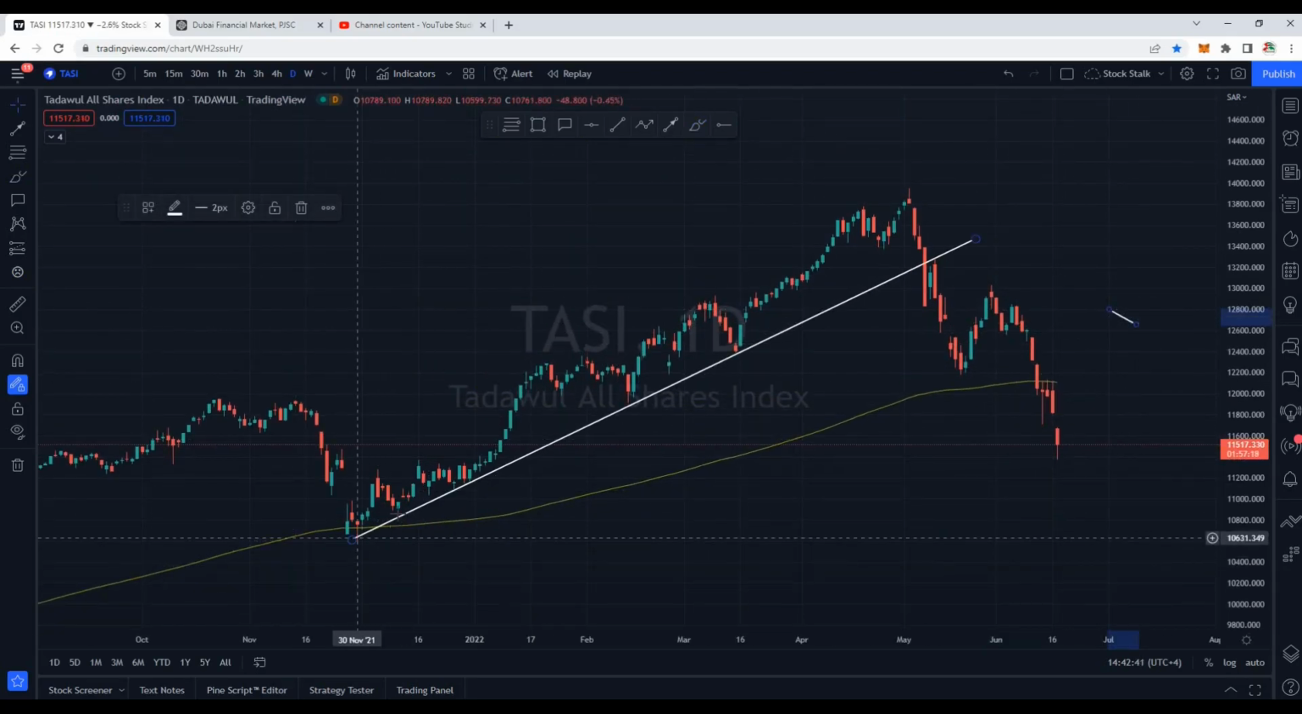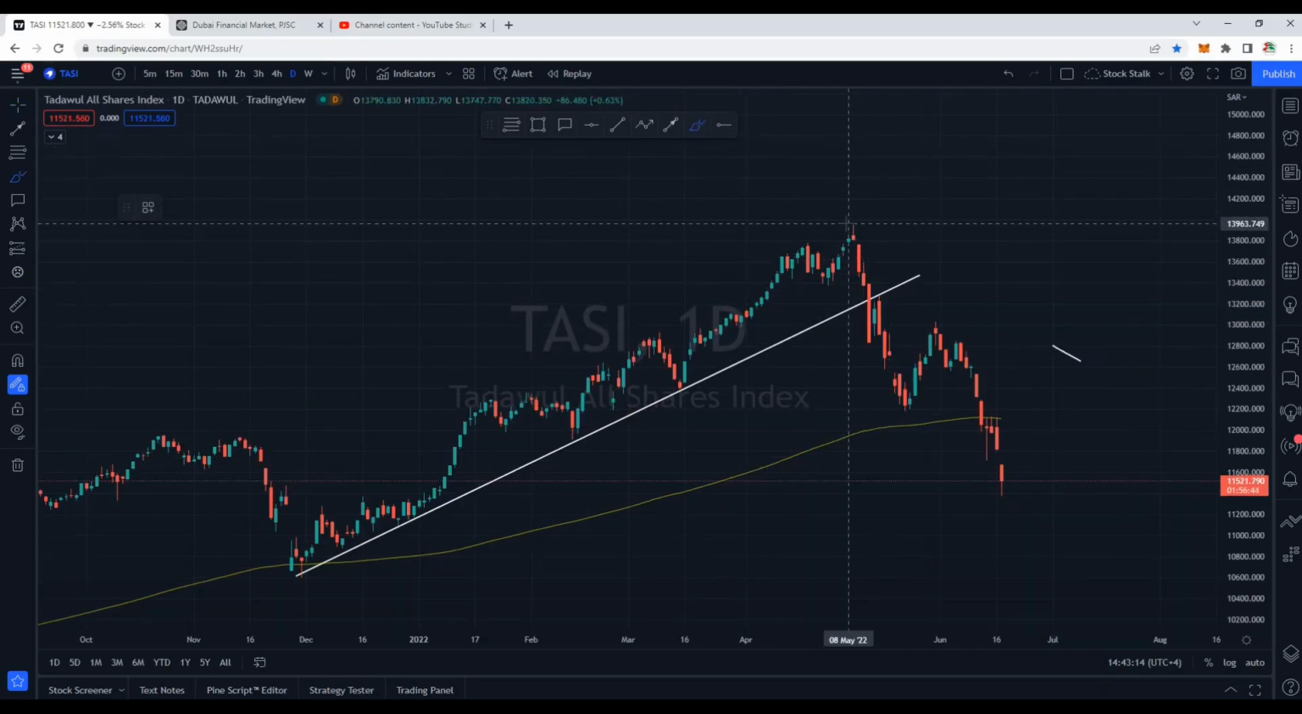Market was previously respecting this trend line. It was making higher highs and higher lows. Right at this zone, market broke this trend line, meaning it's not respecting anymore. Resistance was broken. It came back for a retest, and from here again we are seeing sell-off.